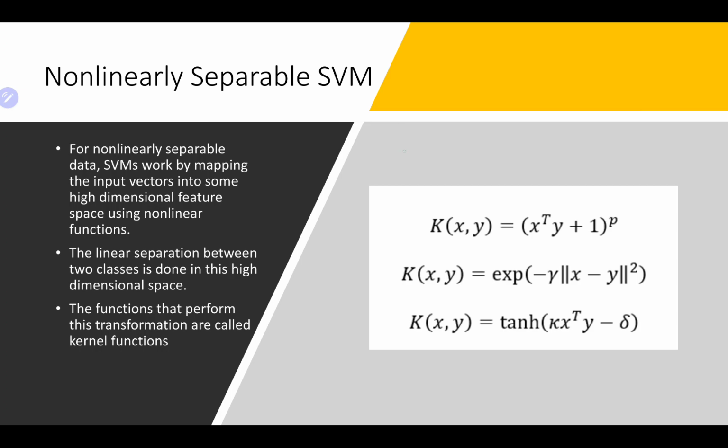So we take the data from a low dimension to a high dimension by introducing new variables. And then in that high-dimensional space, the SVM works in a linear way. So it becomes a linear SVM in that higher space. But in the current space, it's what we see as a nonlinear separable, nonlinear SVM. The functions that perform these transformations are called kernel functions.